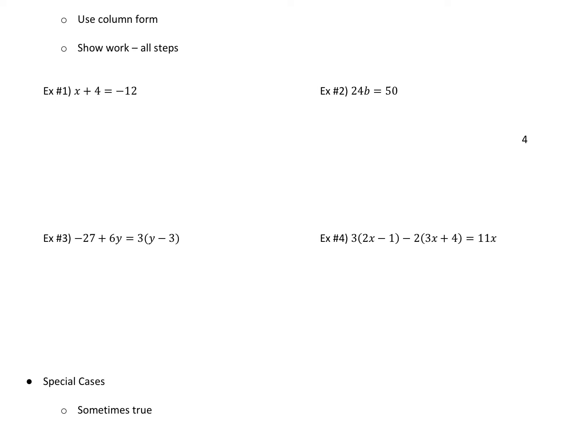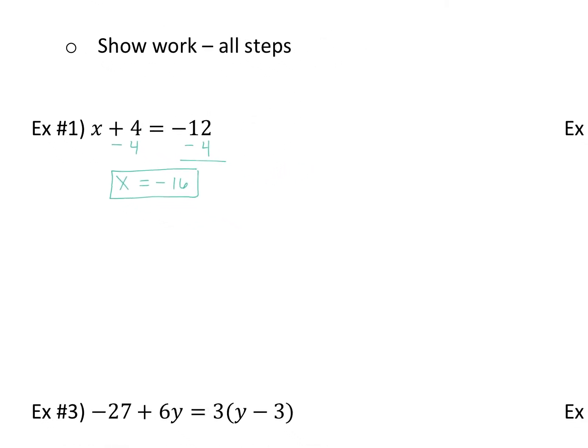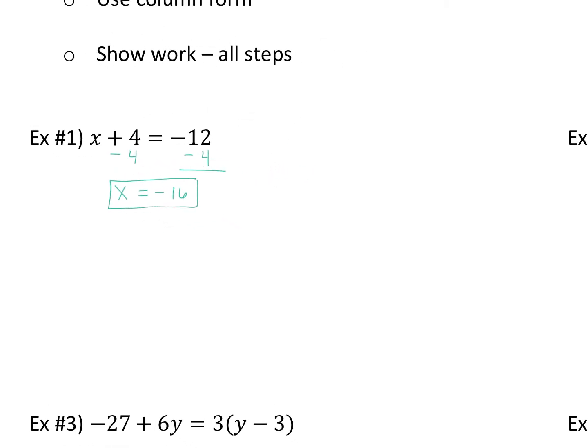All right. If you can't do this problem, I'm going to be concerned. X plus 4 equals negative 12. How do you solve that? Subtract 4 from both sides. So you subtract 4, you subtract 4. We get X equals negative 16. Okay. It's good, right? We know how to do that.